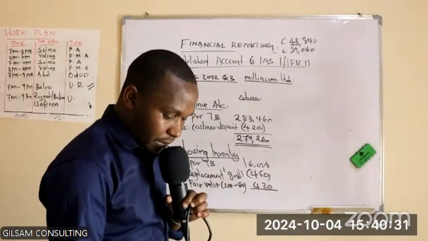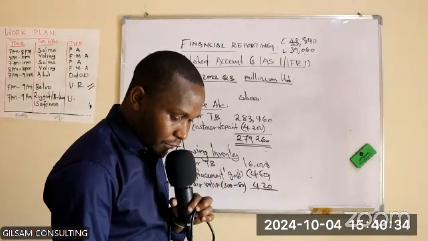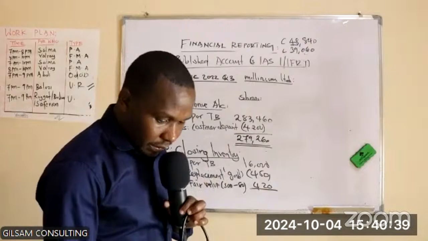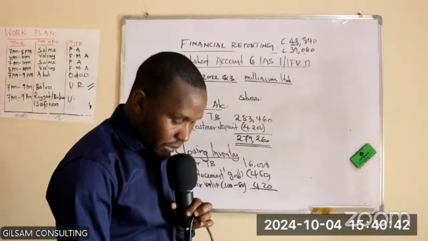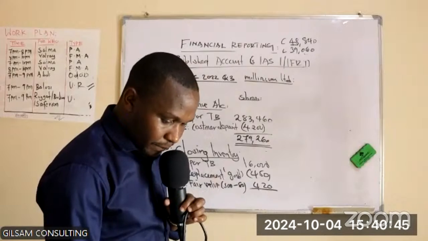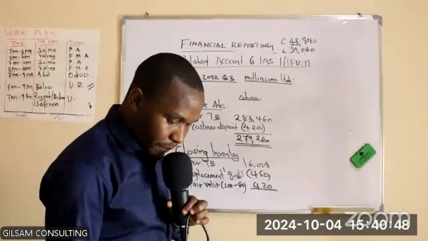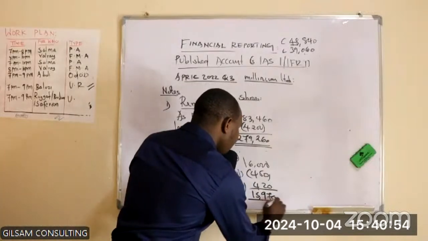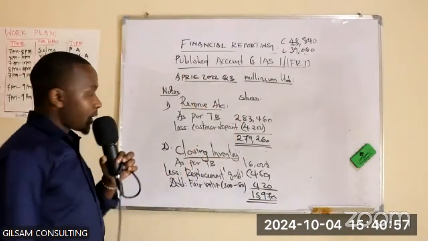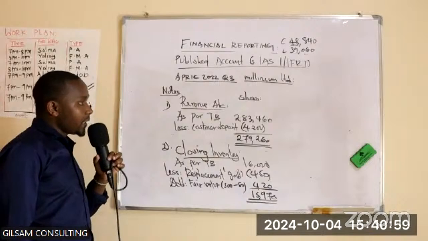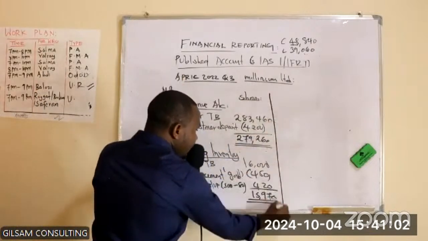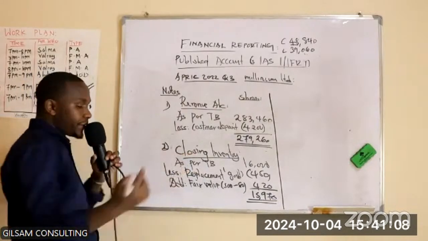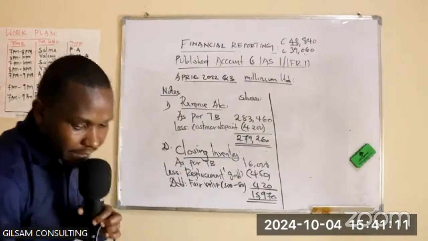So 16,000 minus 450 plus 420. I'm getting 15,970. So this is the adjusted closing inventory. Once we have the adjusted closing inventory, we are still in note 2. The closing inventory affects which item? It affects the cost of sales.